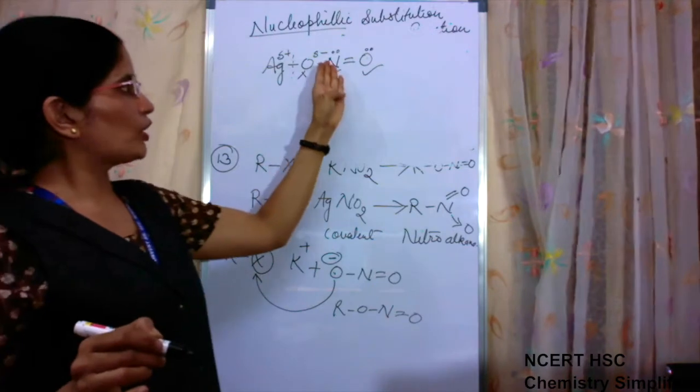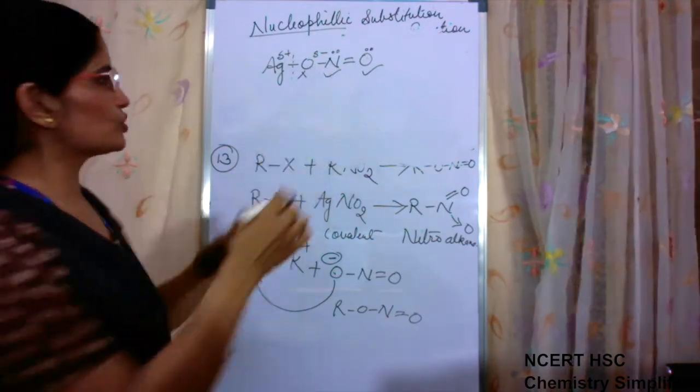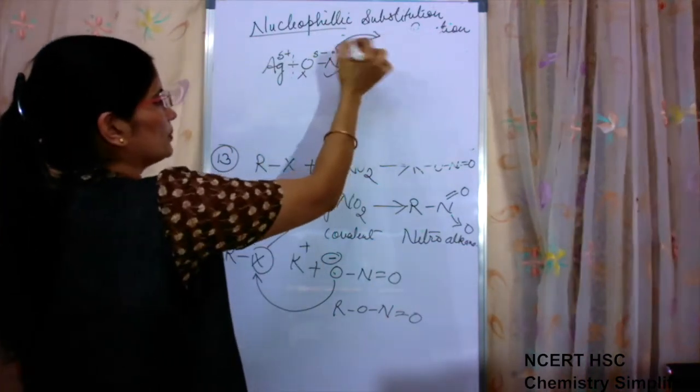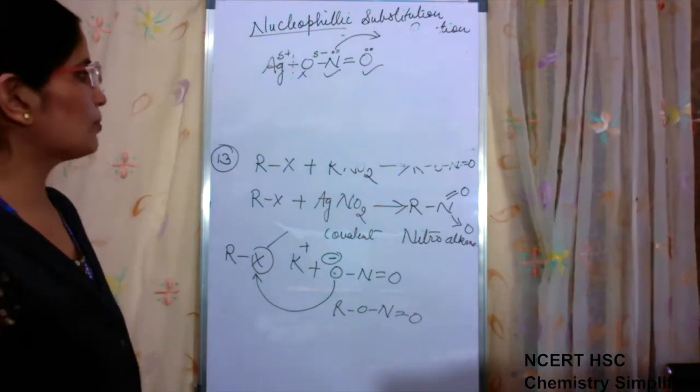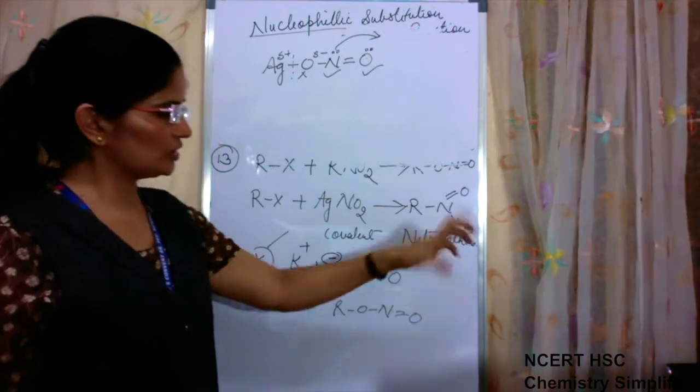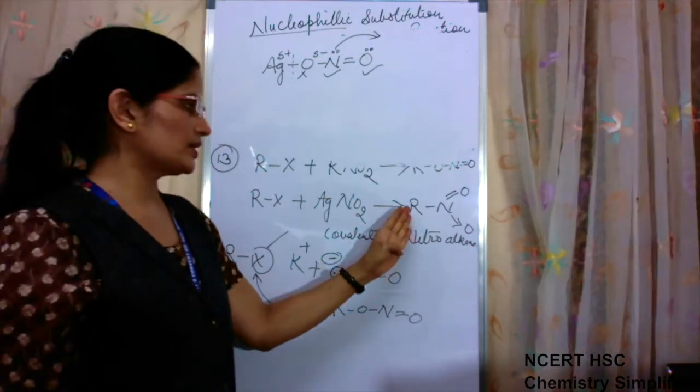But because N is less electronegative, it will be readily able to give its lone pair for bond formation. Hence the bonding takes place through the nitrogen atom. So the product here is RNO2.